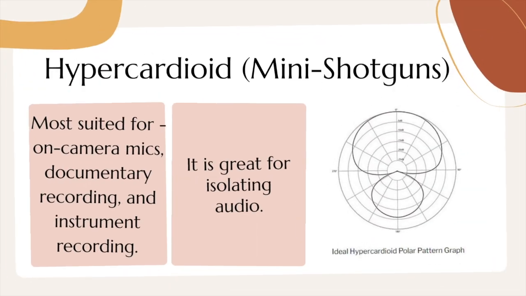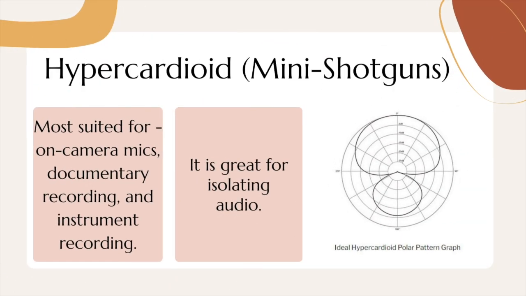So moving on to the next similarly different type of pickup pattern, which is hypercardioid, otherwise called mini shotguns. This graph could probably confuse you a little bit because it is almost similar to the previous one. This is different in that it is used for on-camera mics and documentary recording or instrument recording. This is great for isolating audio. While every brand is different, the biggest difference between a hypercardioid mic and a supercardioid mic is how much of the rear and side noise is picked up.